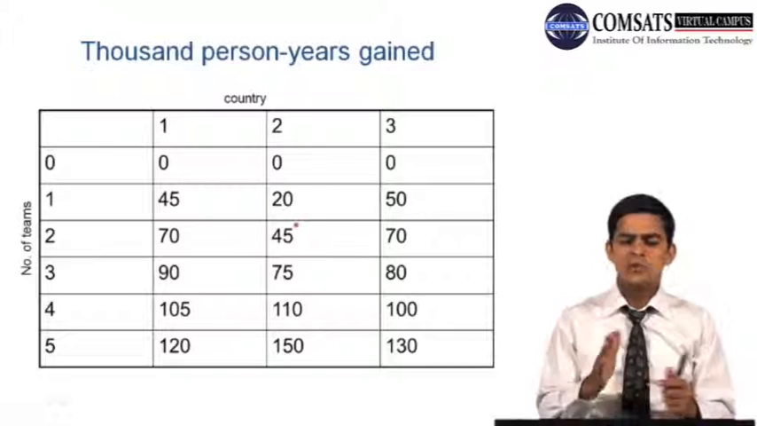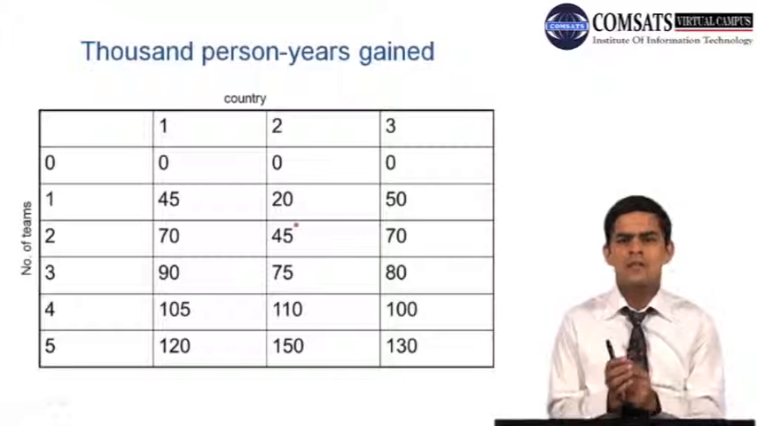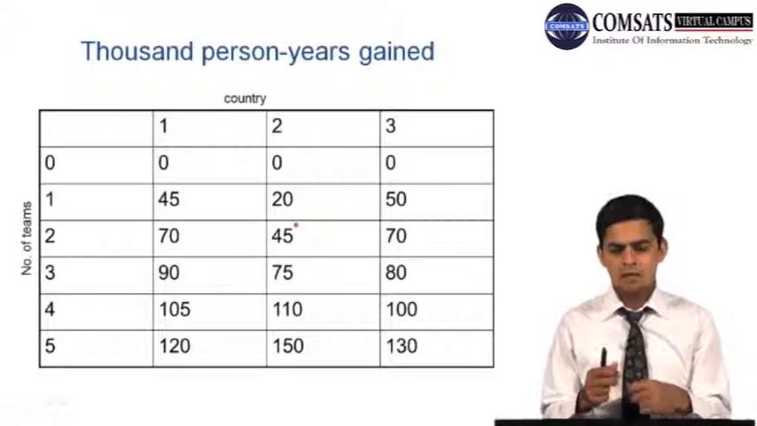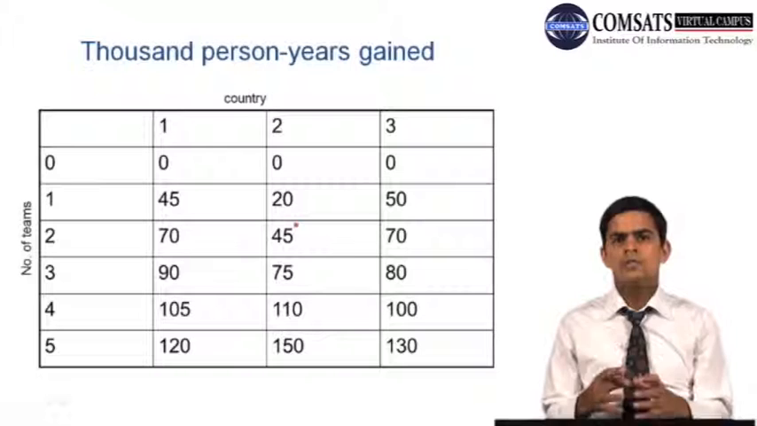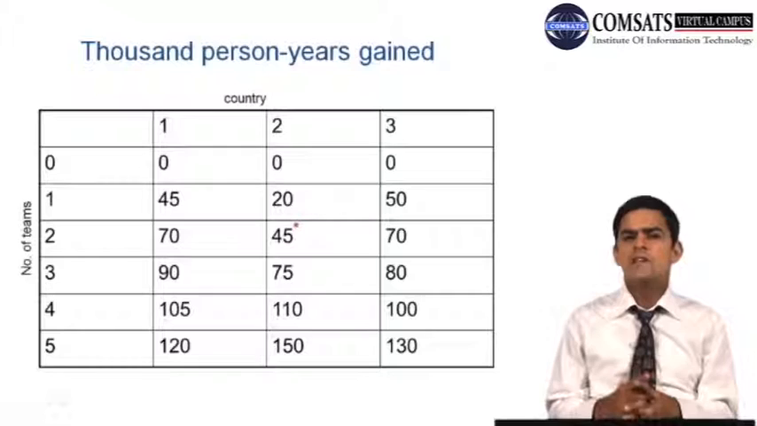So what is the number of teams you should send to country 1, country 2, country 3, so that the total lives saved are maximum? This is not a very simple problem. You are talking about saving lives, right? So this is not something we can ignore. Okay, so you want to send the optimal number of teams to each country, so that the number of lives saved is maximum.